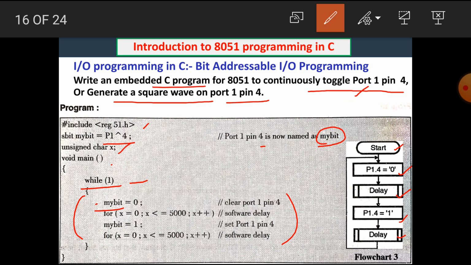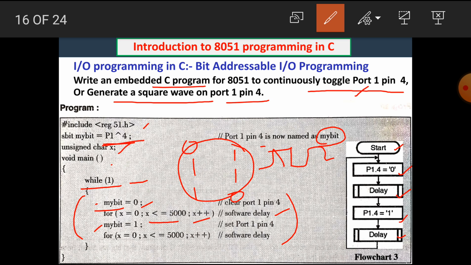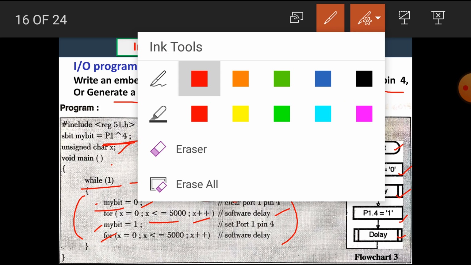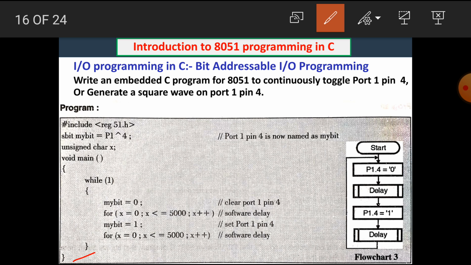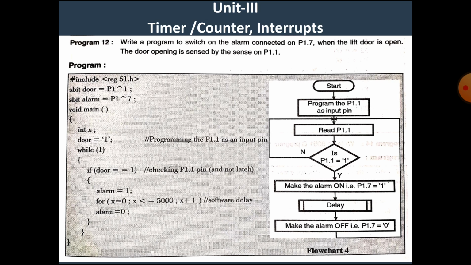mybit equal to 0. Here mybit means P1.4 is equal to 0. for x equal to 0, x less than or equal to 5000, x plus plus. This instruction gives the software delay. Then make mybit equal to 1. That means first it has the value 0, then we make it 1, which gives the toggling process. Then it has the value 1, and we toggle it again, that means make it 0. This process is known as toggling of the bit. In this process we get a square wave. This line gives us the time delay. Closing braces. I hope you all understand the programs here.